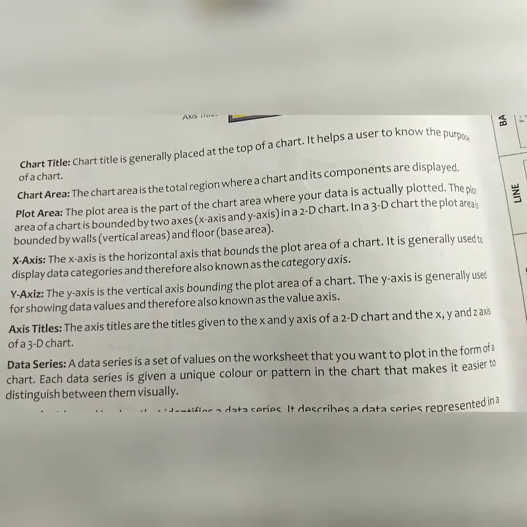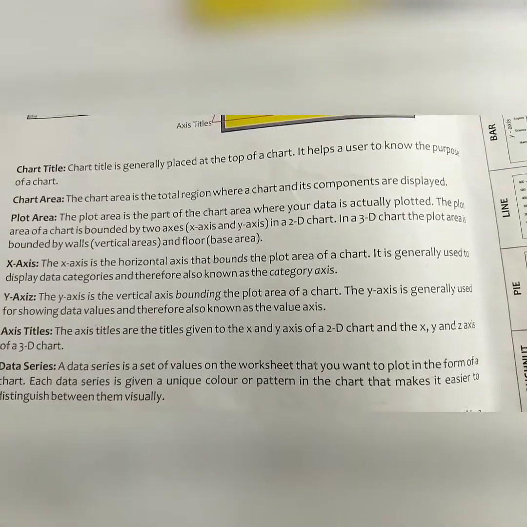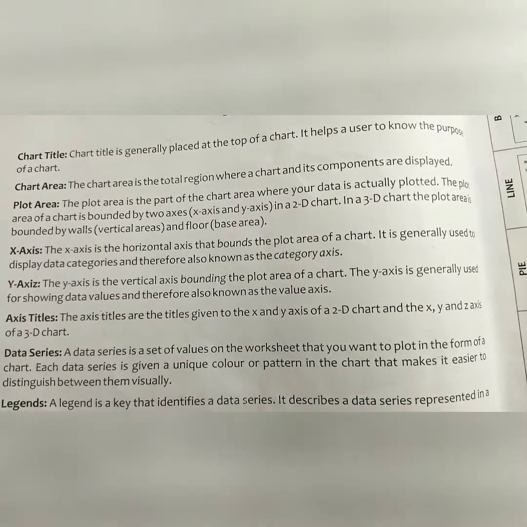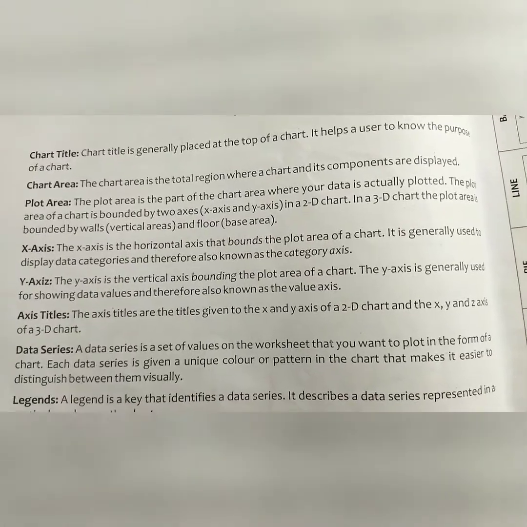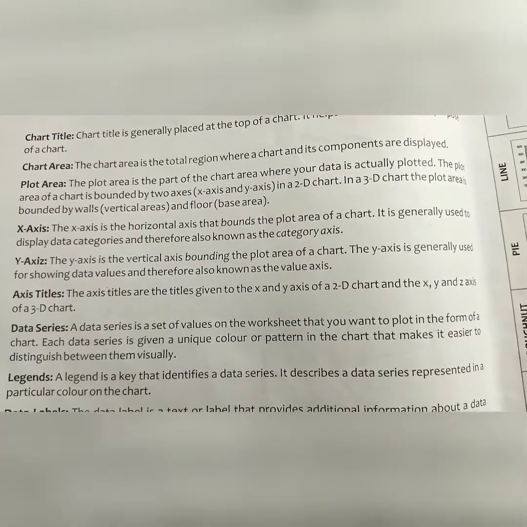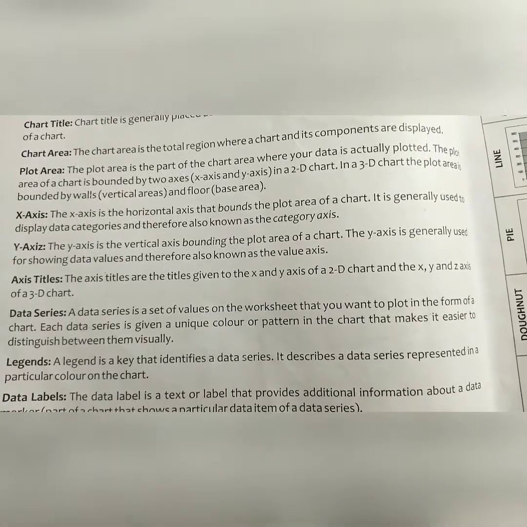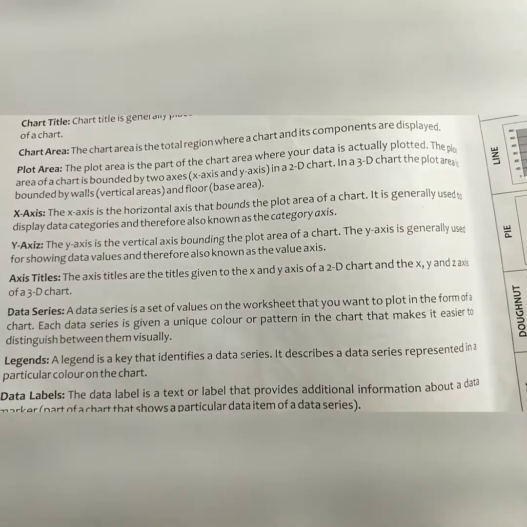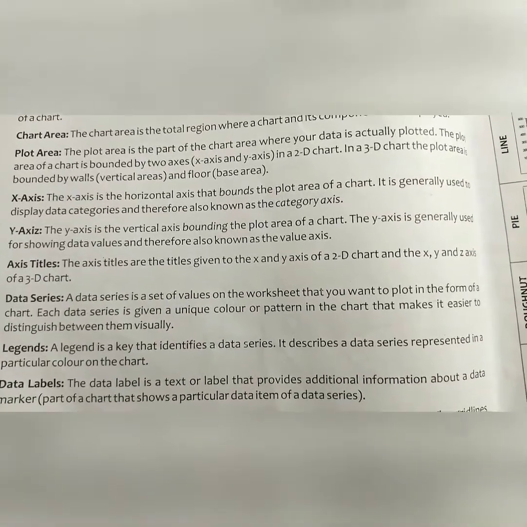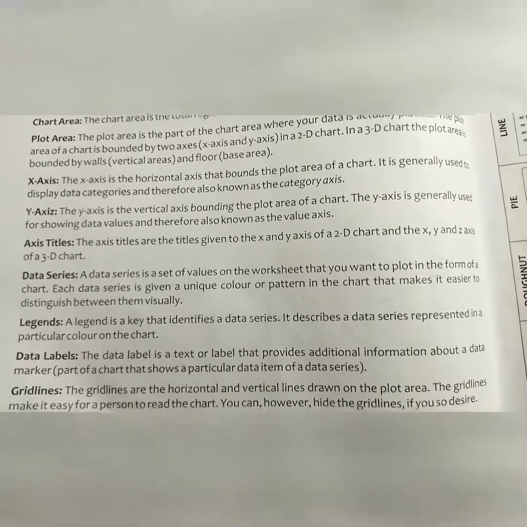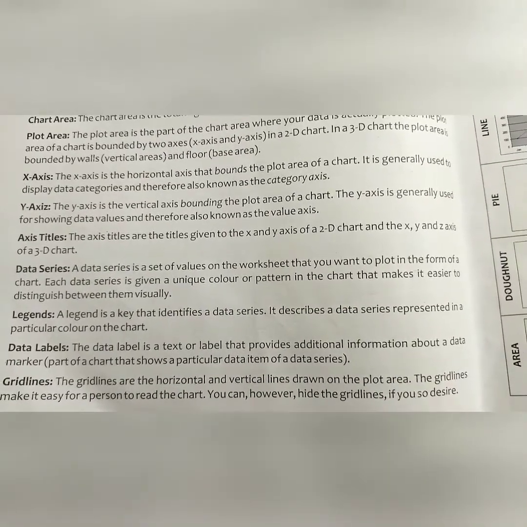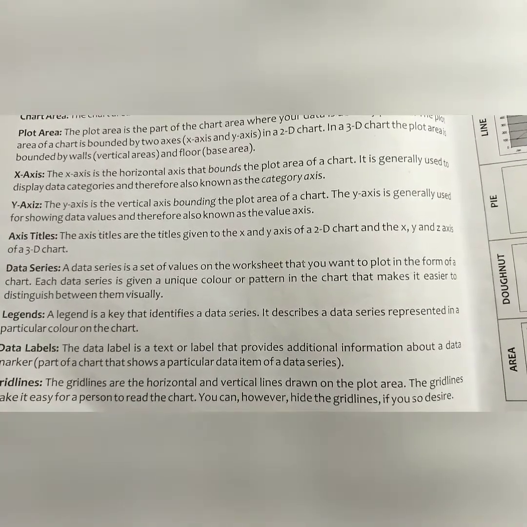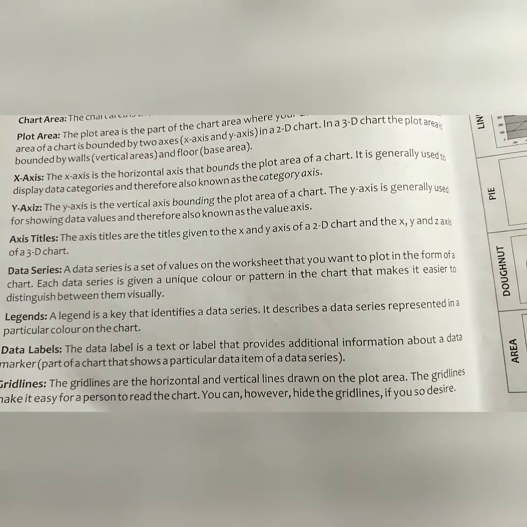The x-axis is the horizontal axis that bounds the plot area of a chart. It is generally used to display data categories and is therefore also known as the category axis. Y-axis. The y-axis is a vertical axis bounding the plot area of a chart. It is generally used for showing data values and is therefore also known as the value axis. Next component, axis titles. The axis titles are the titles given to the x and y axes of a 2D chart and the x, y and z axes of a 3D chart.